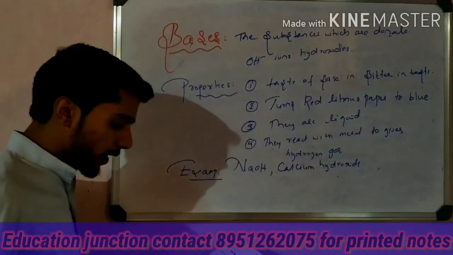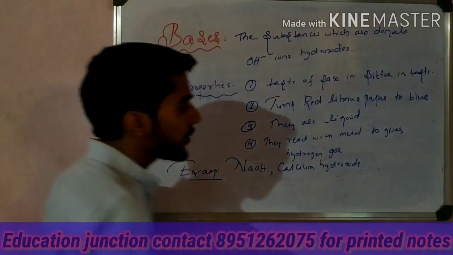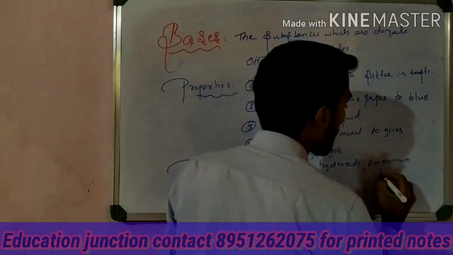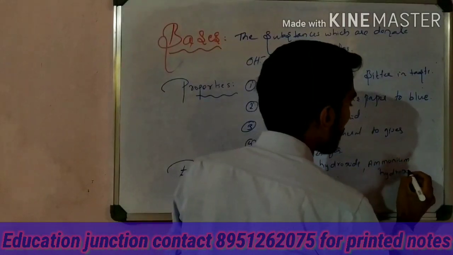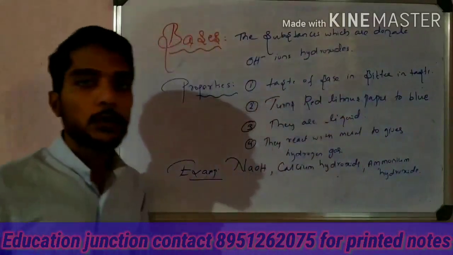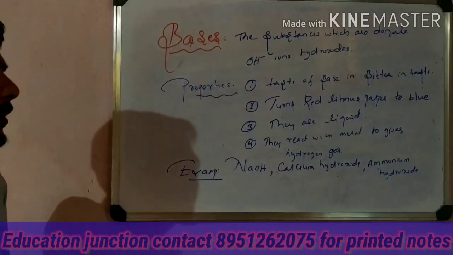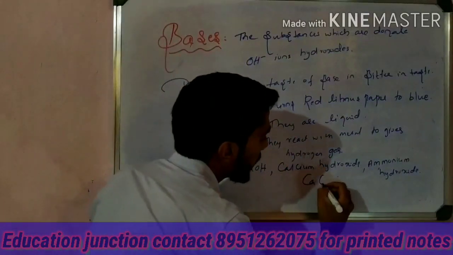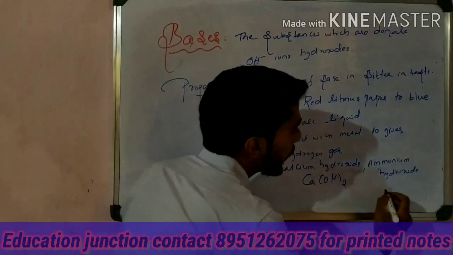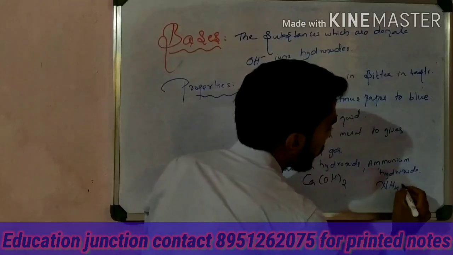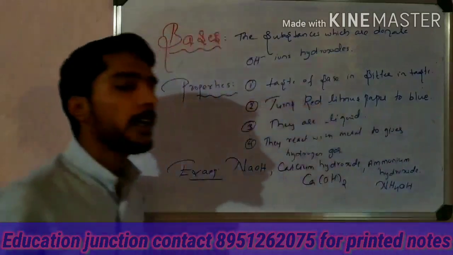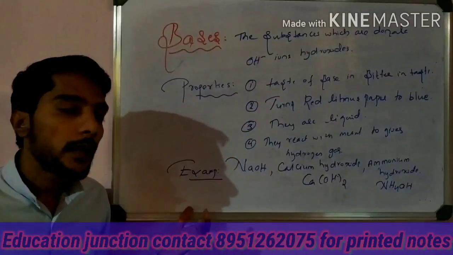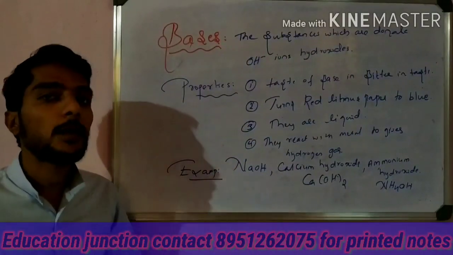Calcium hydroxide. Take another example, ammonium hydroxide. So that is very important, students. For calcium hydroxide, the formula is this. For ammonium hydroxide, it is NH4OH. So these are the important laboratory examples for base.